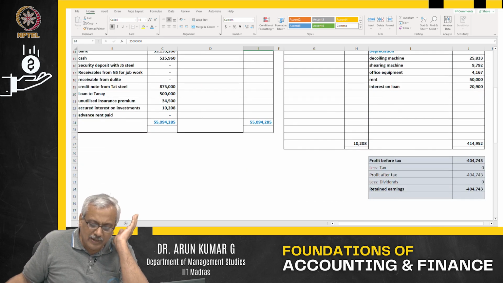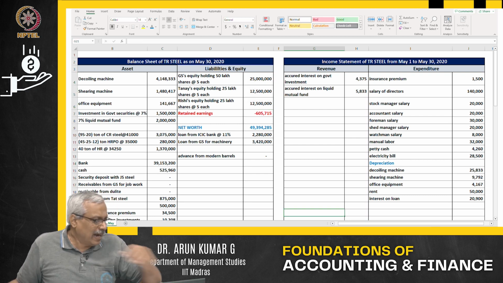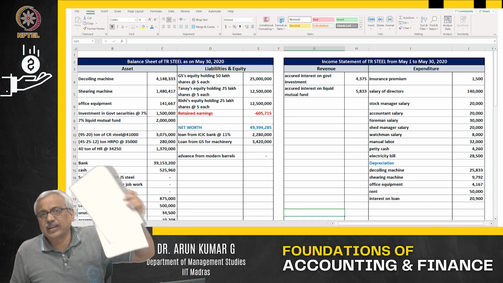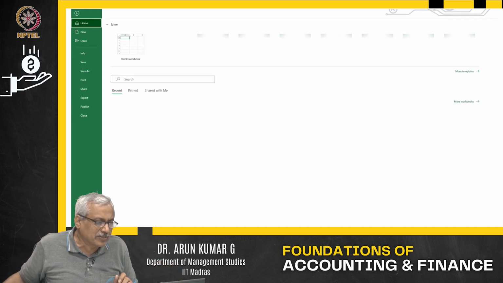So, I hope discussing these two statements would have given you a fair idea about the interactions between the P&L and the balance sheet. Go back, relook at it. I've uploaded all these documents out there. Relook at both these statements out there.